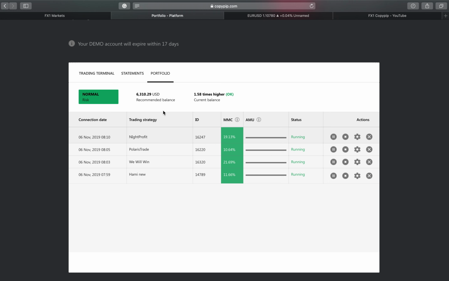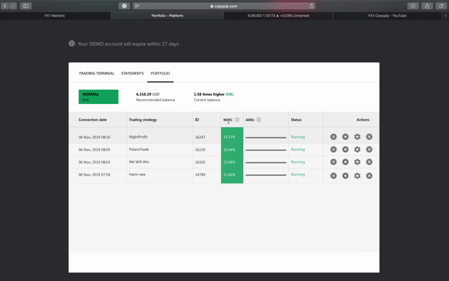The more you work with Copypip, the more comfortable you're going to get, because there are a few things you need to know in Copypip. Once you know all of them, you will be more comfortable using this platform. This platform actually has one of the huge databases with advanced traders and investors.